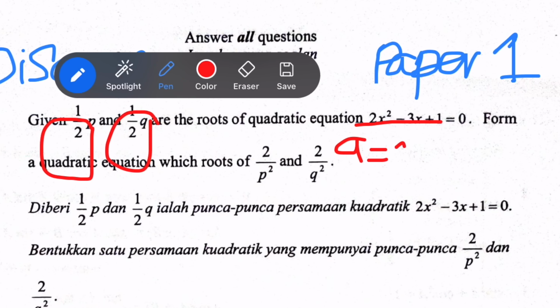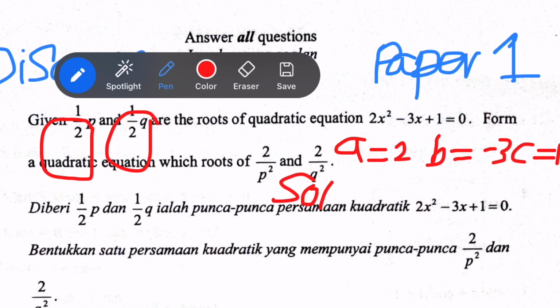Students, let's do the trial exam paper 1 for Penang stage. So the first question is the quadratic equation, and you are given the roots half p and half q. Basically, you start with a, b, c, and then you need to find the sum of the root and the product of the root.